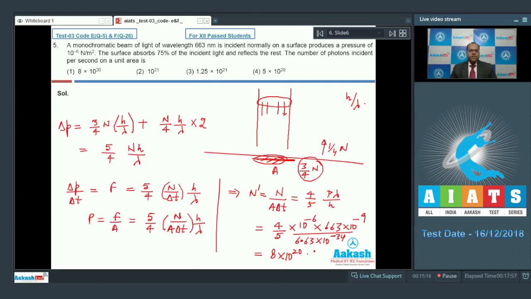So the number of photons incident per second on a unit area is 8 into 10 raised to the power 20. So option 1 is the correct answer. So the correct answer for question number 5 is option 1. Let's move to question number 6.